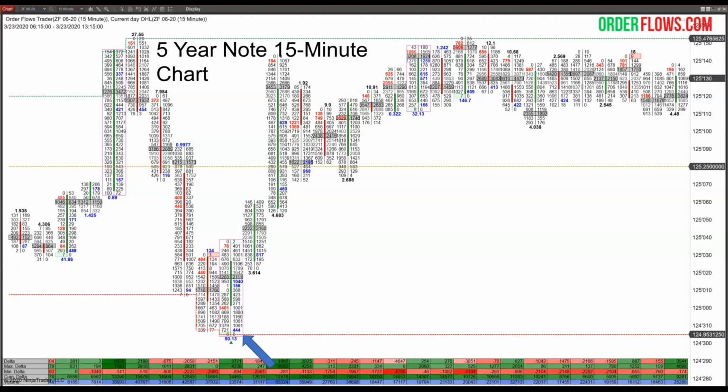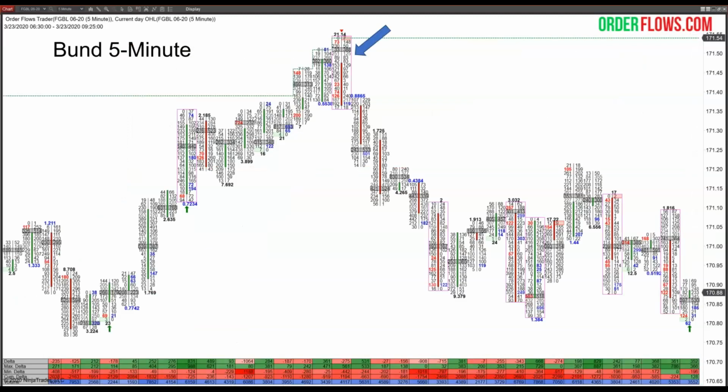I think that if you're going to watch 15-minute charts, you need to expand what you're looking at. You can't look at one or two markets because you're not going to get very many signals. Some days you may get no signals on a 15-minute chart. Now this is a Bund, a German Bund 5-minute chart for you guys in Europe.